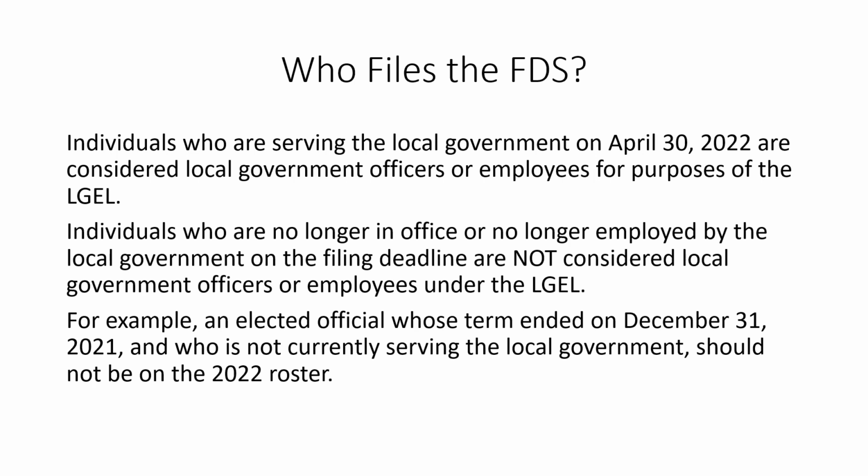When you go to do the roster, it's who's on the planning board today, who is the municipal attorney today, or more technically, as of April 30th. It doesn't matter if they were in office in 2021. It's who is in that title as of April 30th. So who is in that title today? That means that anyone who left office as of December 31st should be marked as inactive on your roster, and they should not be on the 2022 roster.